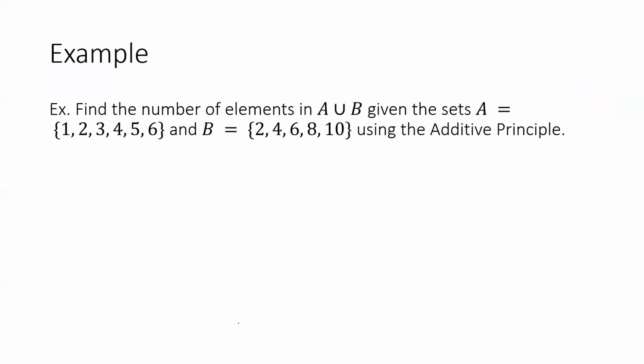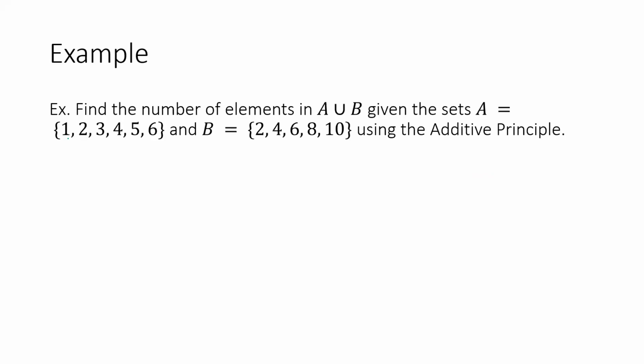So in this example, we're trying to find the number of elements in A union B, given that the set A is 1, 2, 3, 4, 5, 6, and set B is 2, 4, 6, 8, 10. And we're going to use the additive principle. Now, there are 2 different ways to do this. One way, obviously, is just to directly figure out what are all the elements that are either in A or B, and just keep in mind that we never repeat when we're writing sets, right?